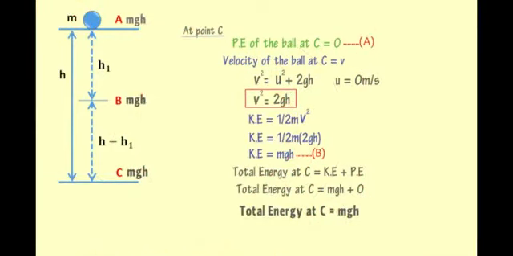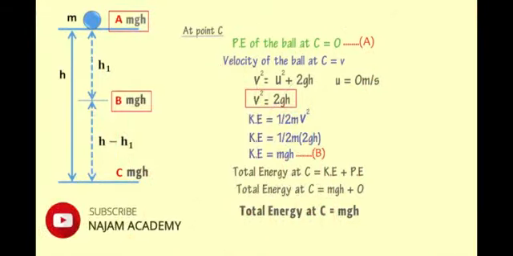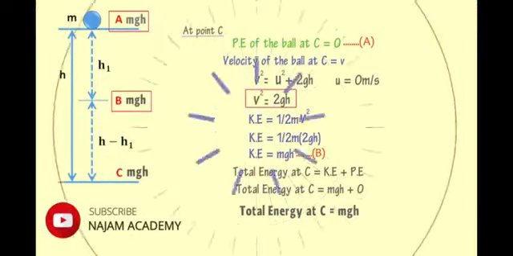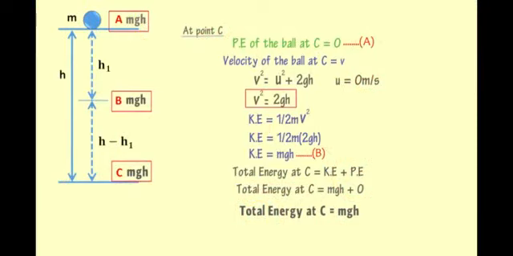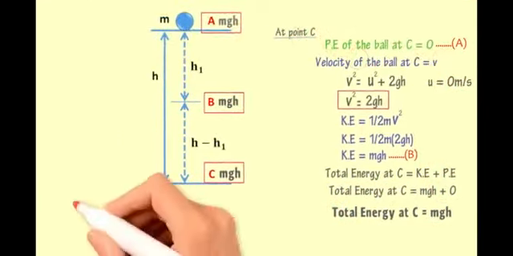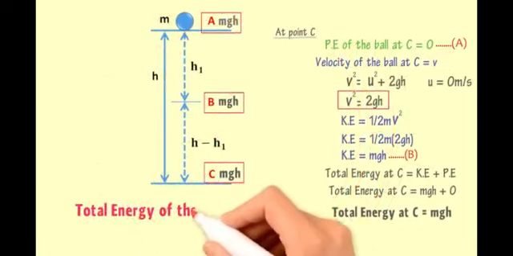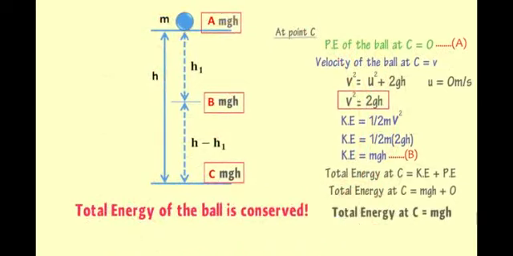Thus total energy at A is mgh, while total energy at B is mgh, and total energy at C is also mgh. Thus the total energy of the ball at each and every point is mgh. Or we can say the total energy of the ball is conserved. I hope you have learned the concept of the law of conservation of energy.